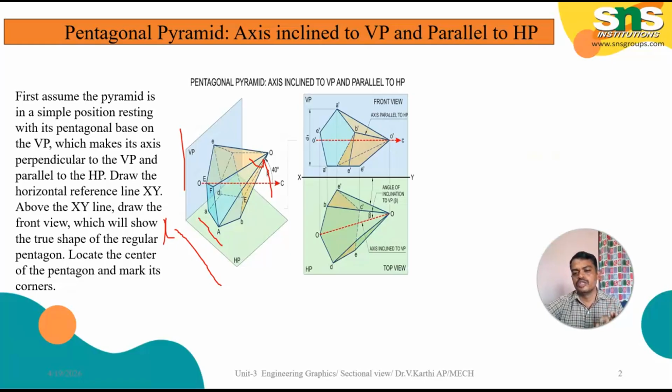In the top view, the edges are generally in visible condition. In the front view, some edges may be hidden. Show them with thin lines or dashed lines.